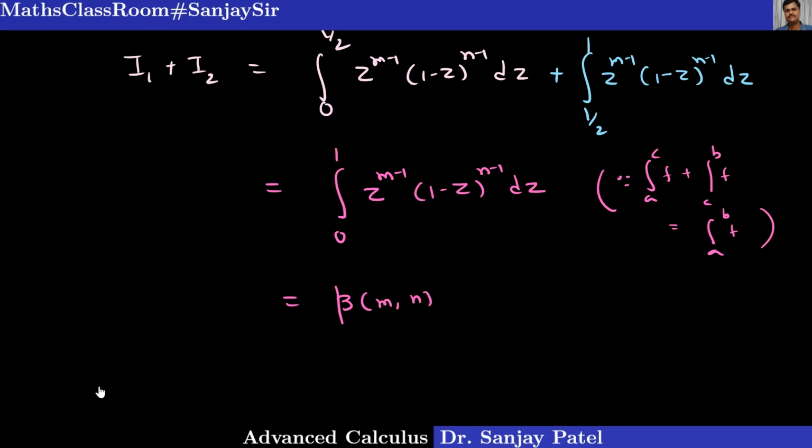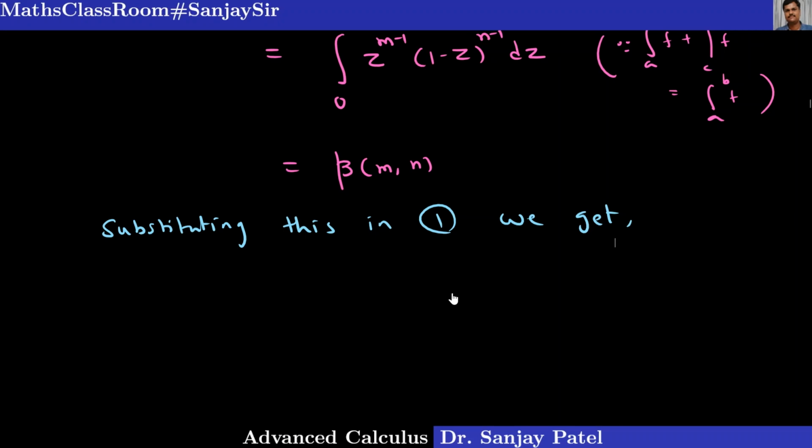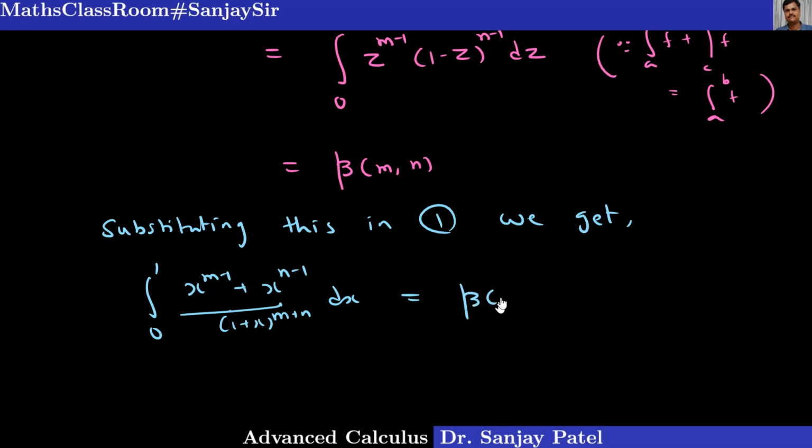Substituting this in result number 1, we get that LHS, which was integral 0 to 1 x raised to m minus 1 plus x raised to n minus 1 upon 1 plus x raised to m plus n dx is equal to beta m comma n. So the result is proved.